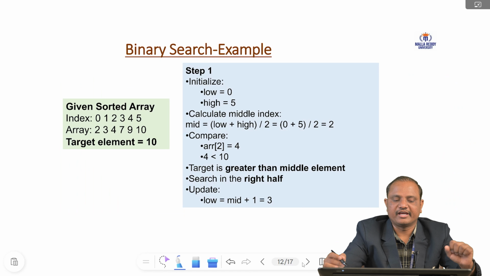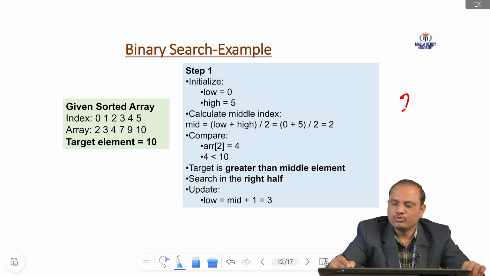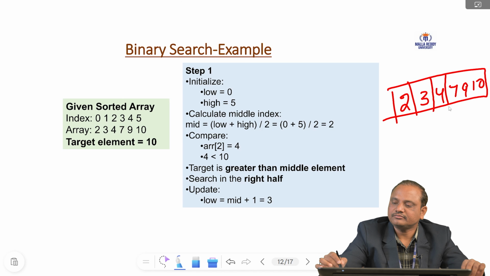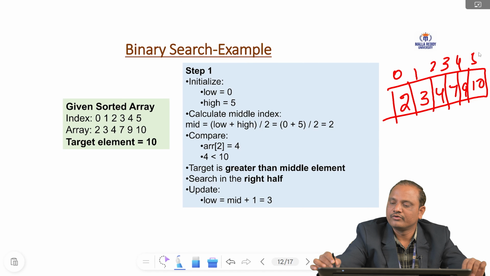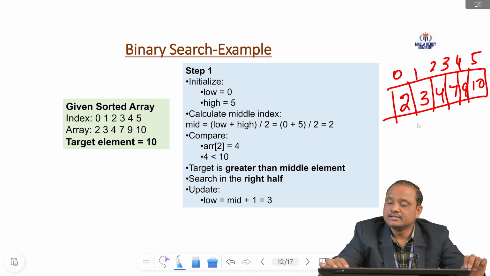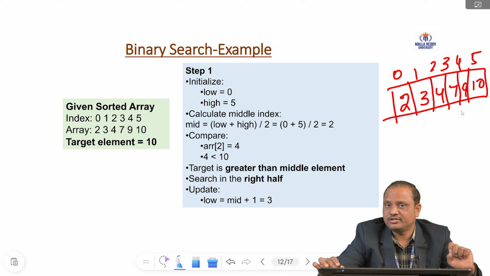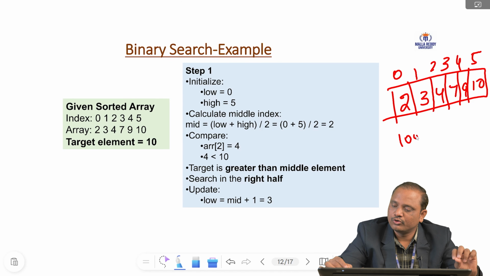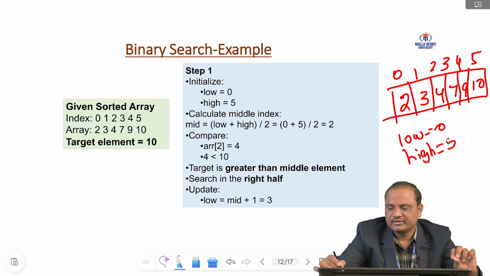So here we are taking one array: 2, 3, 4, 7, 9, 10. This is our array, and the index positions are 0, 1, 2, 3, 4, 5. If you observe clearly, this is a sorted array. Remember, if you want to perform binary search, the array should be sorted. So here I am taking low equal to 0, high equal to 5, that is size minus 1. The size is 6, 6 minus 1 is 5.